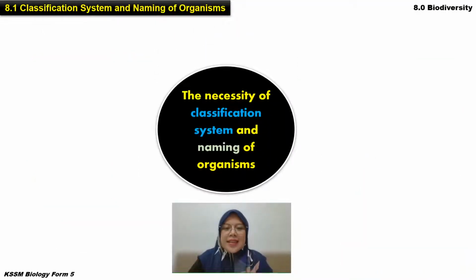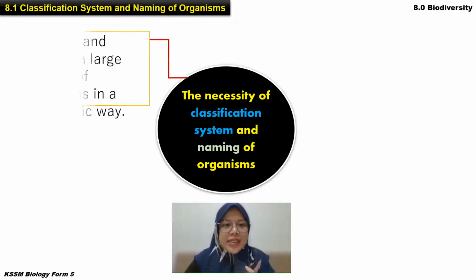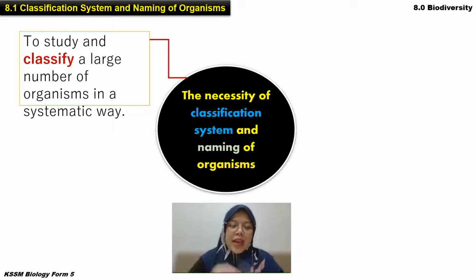Alright, next. Now we go to the learning standard yang tadi tu, the necessity of classification system and naming of organism. Kenapa kita kena klasifikasikan diorang ni? And why do we need to name all these organisms? First, to study and classify a large number of organisms in a systematic way. So ada banyak organism, too many. So in order to learn about them in a systematic way, we need to classify.